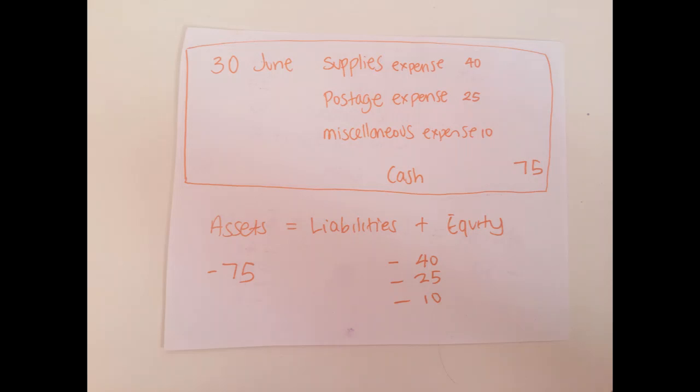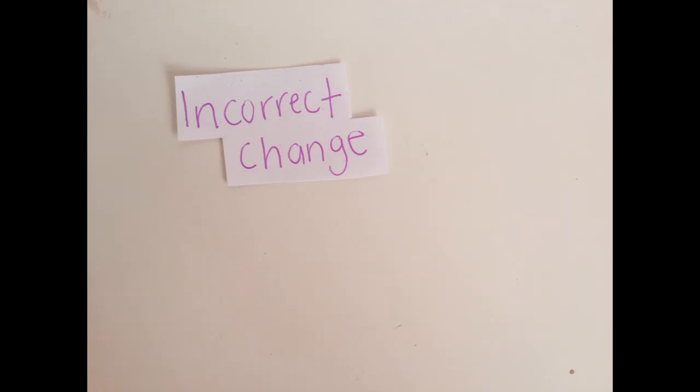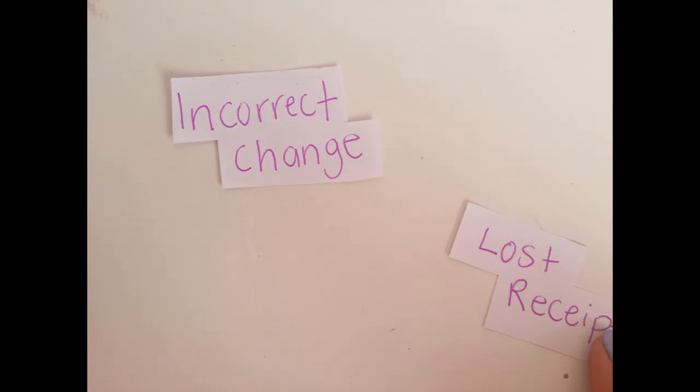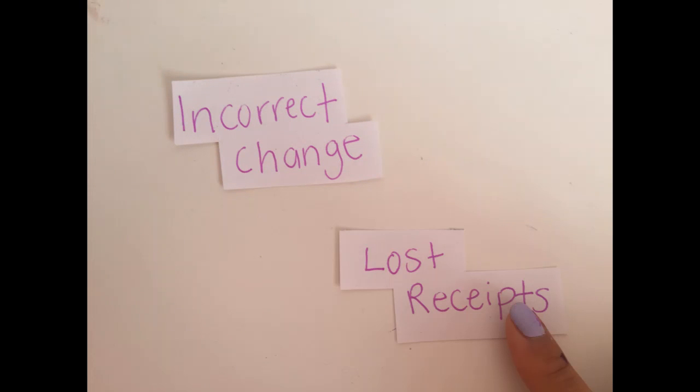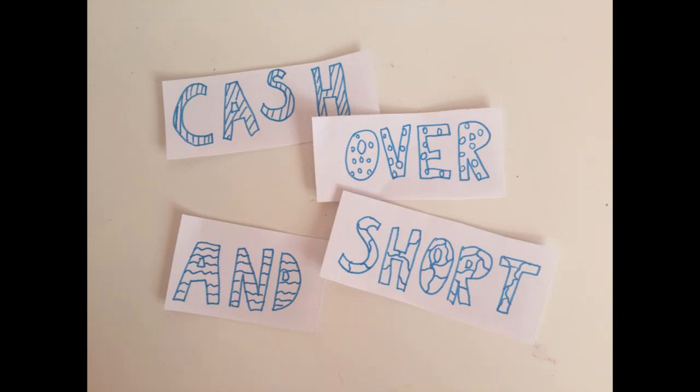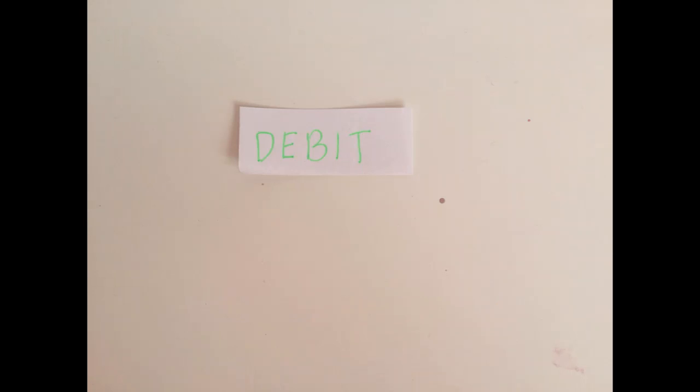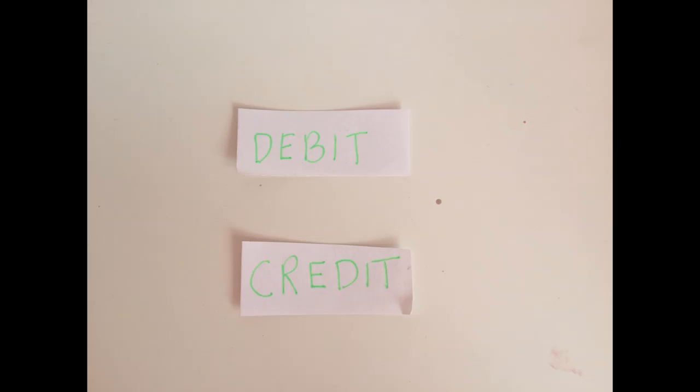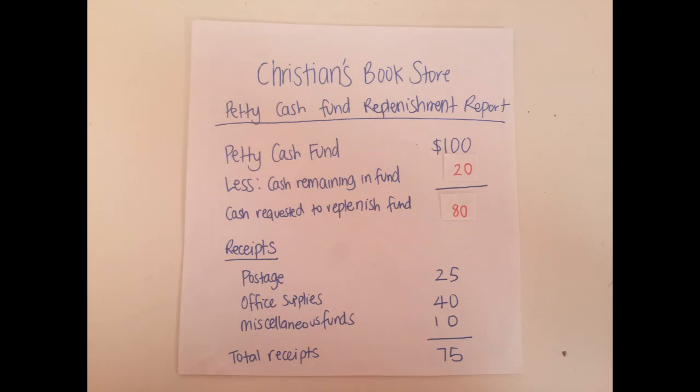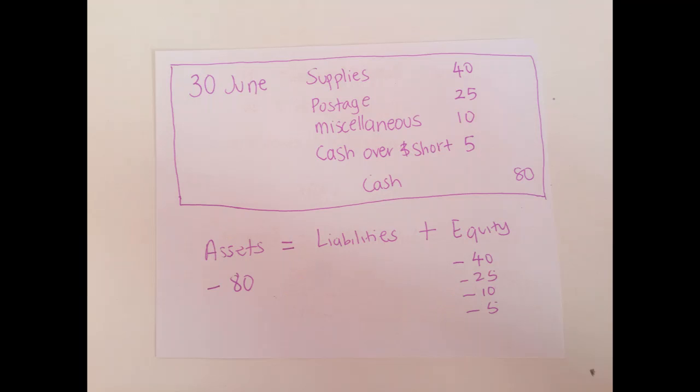Sometimes a business can encounter issues relating to the petty cash fund, such as incorrect change or lost receipts. They will need to make a temporary cash over and short account that will either have a debit or credit balance. Let's say instead of having $25 remaining in the fund, he now has $20. In his total receipts, the amount does not add up to $75 but $80. There is now a $5 difference which will be debited and put into the cash over and short account.